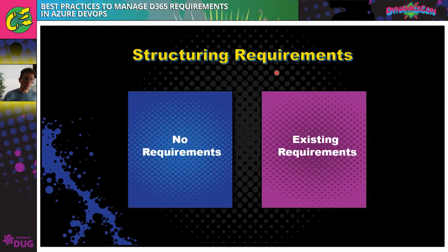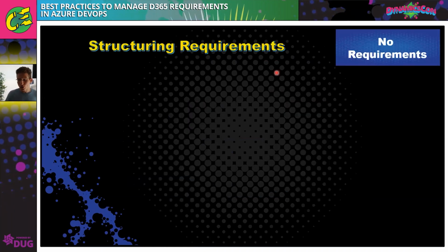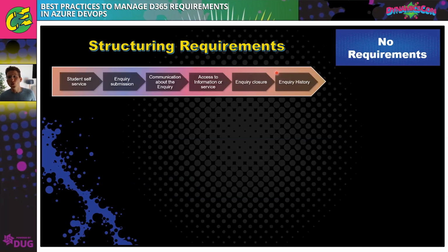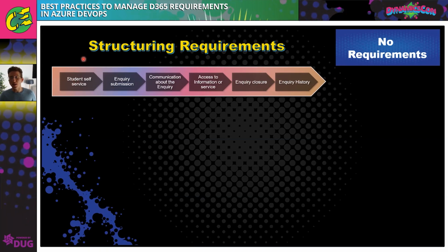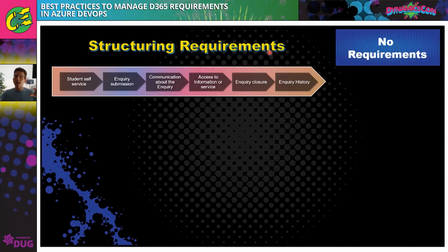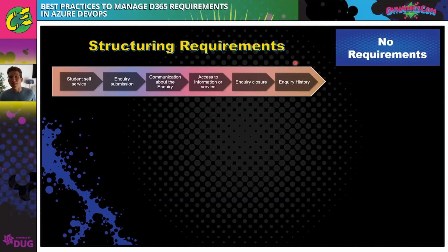So if you go with the no requirements approach, what I often use is that I describe the high level business processes that I need to meet as part of Dynamics. In this example, it could be an inquiry management system for a university, where the business processes are student self-service, inquiry submission, communication about the inquiry, and so forth. Those are your big high level business initiatives that need to be covered.